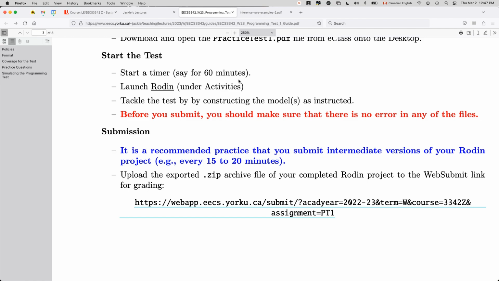Yeah. Also one thing, it says that we have to launch Rodin under activities. Is that how we do it, or we do it from terminal? Terminal. I think if you go from terminal, make sure you launch the right version. I think 3.7 is the version. So yeah, here I'm just giving maybe the most straightforward example. But as long as you can launch the right version of Rodin, you're fine.